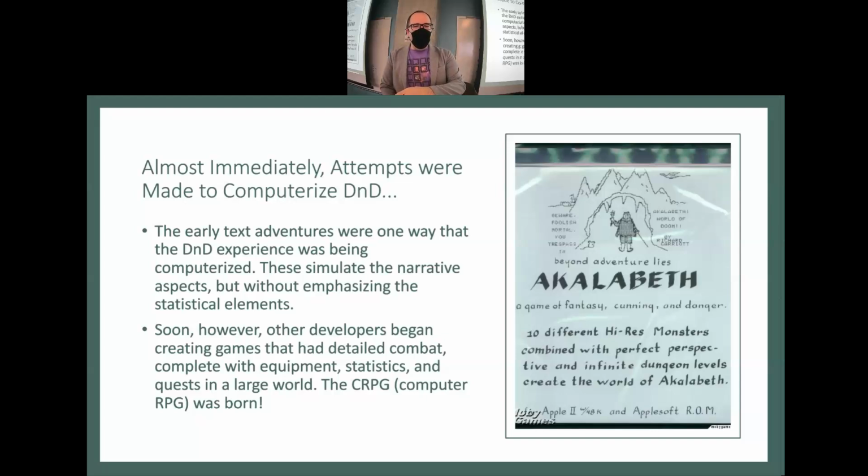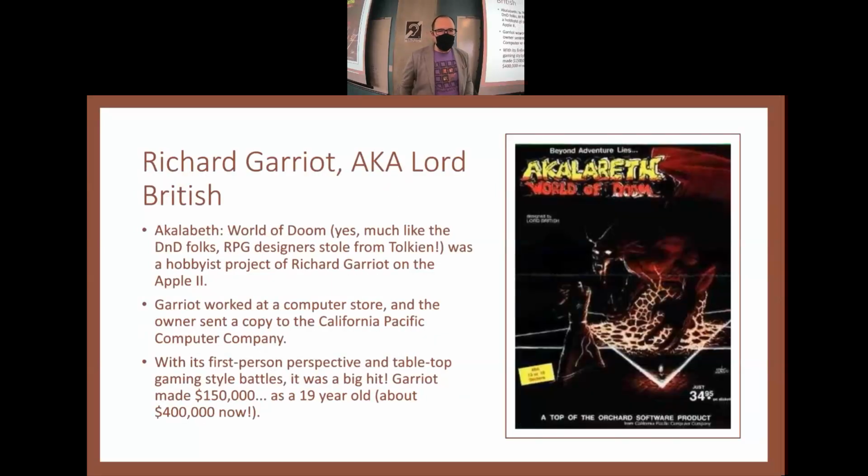So almost immediately after people started making games for computers, they started to try to make the CRPG, the computer RPG. Okay, so the first really important person we're going to talk about here is Richard Garriott, aka Lord British. And again, like so many things I'm talking about here, he literally just calls this thing Akalabeth, which is a chapter in the Silmarillion by Tolkien. So he just lifts that, and computer gaming was small enough that no one would notice or care.